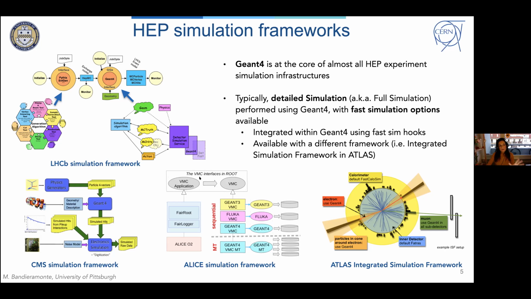And anyway, all of the four different simulation frameworks provide the possibility to mix what we call full simulation, that is basically the full detailed Geant4 simulation, together with the fast simulation options that can be available in the different experiments. And that can be done either using the Geant4 FastSim hooks or, for example, as it's done in ATLAS, through a different framework, in this case, the Integrated Simulation Framework.